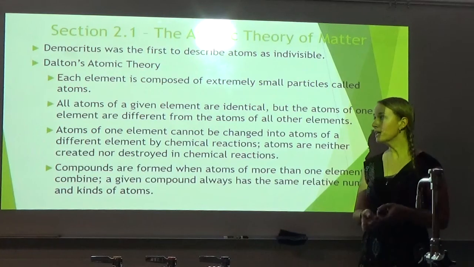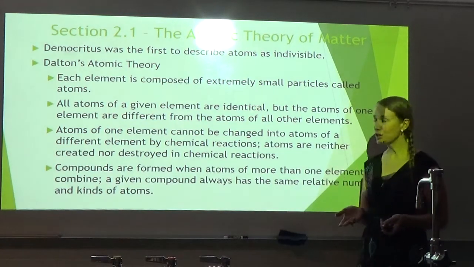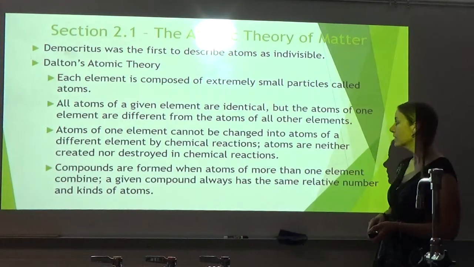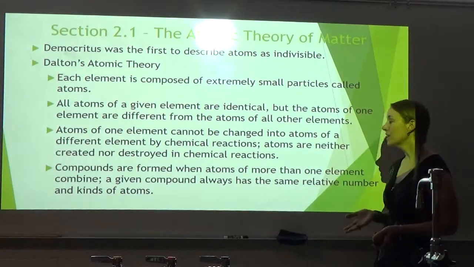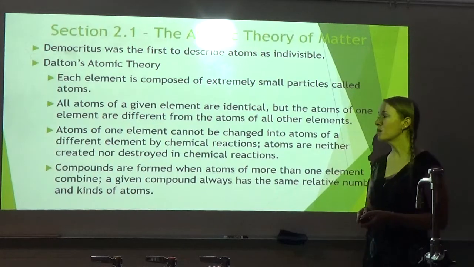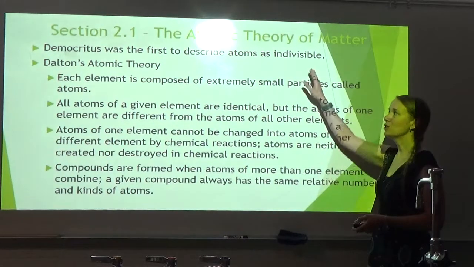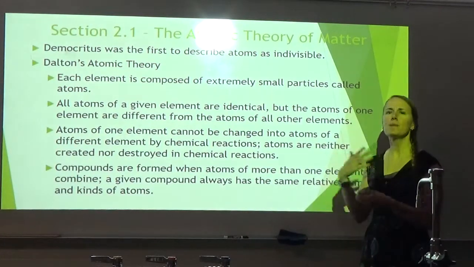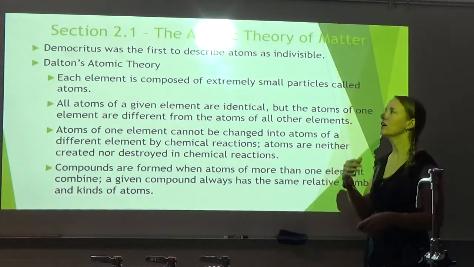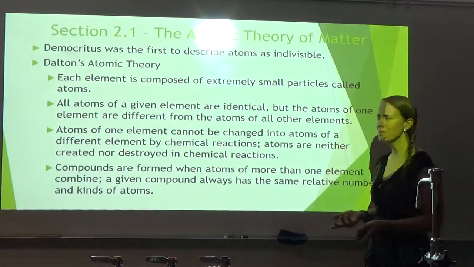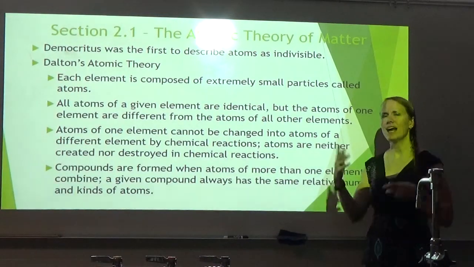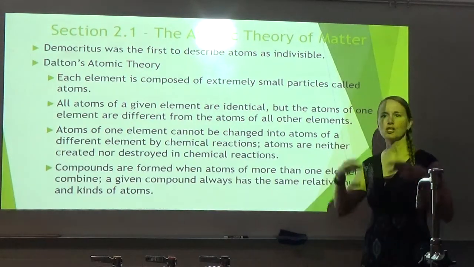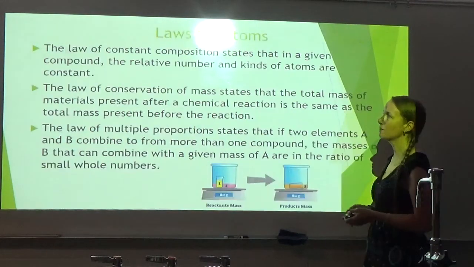Atoms are neither created nor destroyed in chemical reactions or physical processes. Compounds are formed when atoms of more than one element combine. A given compound always has the same relative number and kinds of atoms. So again, this is just some of the basic information they were determining about atoms when we were trying to figure out, what are atoms? Are they something? What's matter made of? And then how do they work and what are they made of? And so that's what this chapter is starting with. It's just the discovery of the parts of the atoms.